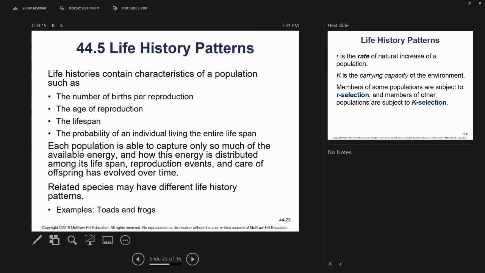We might have one that has extensive care involved in raising the offspring, and others that just hatch, have some eggs, take off, leave. So fish, we look at fish, seahorses, extensive care of offspring by the male, versus many fish that are just broadcast spawners. They just release eggs and sperm into the water and off they go. Zero care involved. So related species, we can't just generalize each species. We have to look at individually to see what their life history patterns are.